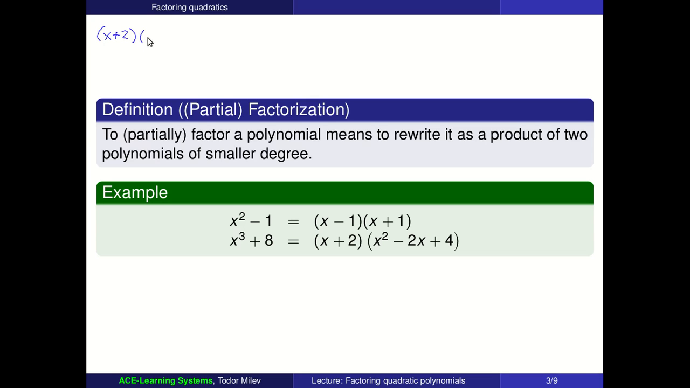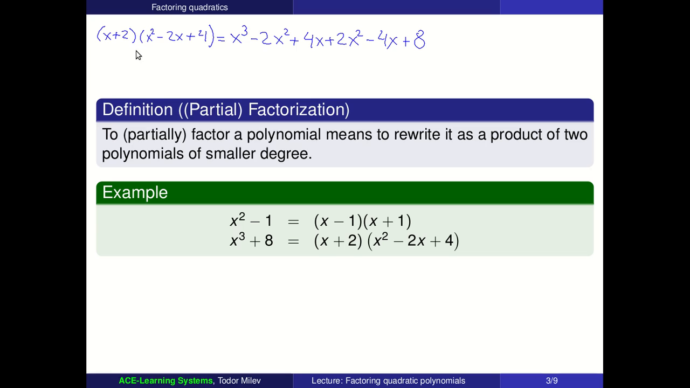X plus 2 times x squared minus 2x plus 4 equals, alright, now x times x squared, that is x cubed, x times negative 2x, that is minus 2x squared, x times 4 is plus 4x, 2 times x squared is 2x squared, 2 times negative 2x is negative 4x, 2 times 4 is 8. Now before I proceed to simplify this large expression, let me make a quick error check.